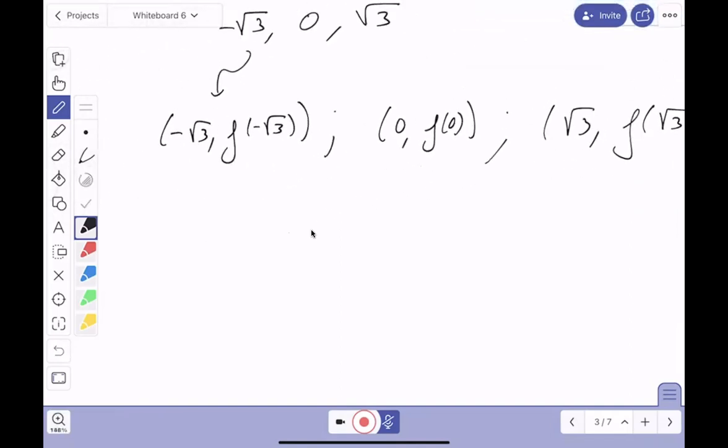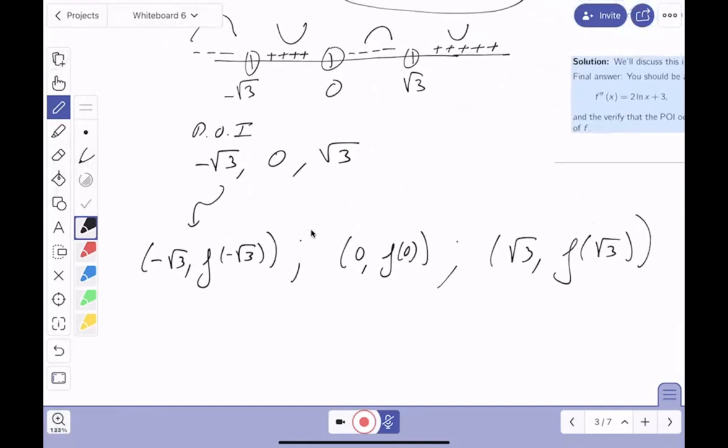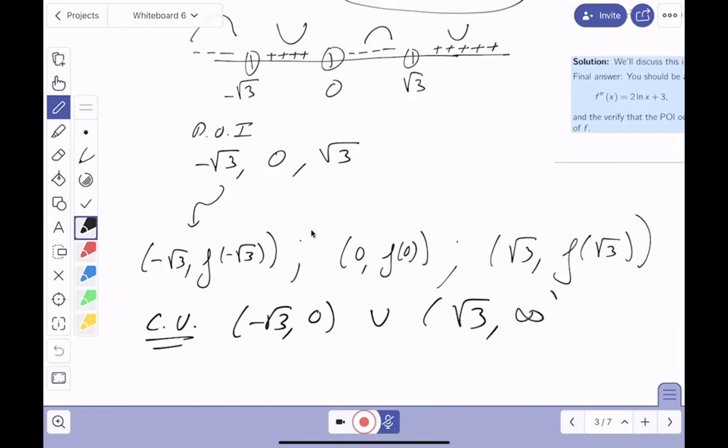If someone said, where's it concave up? I could write that down pretty quickly. It's concave up on the interval between minus root 3 and 0. And it's concave up on the interval from root 3 off to infinity. Where's it concave down? Well, minus infinity up to minus root 3 is an interval. And the other place it's concave down is between 0 and root 3.